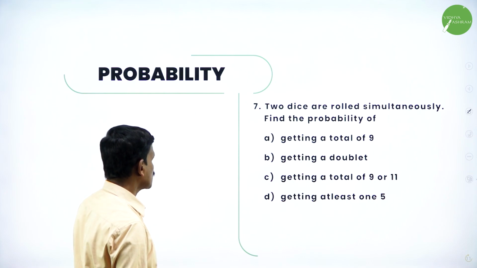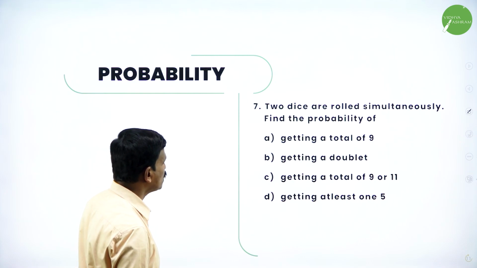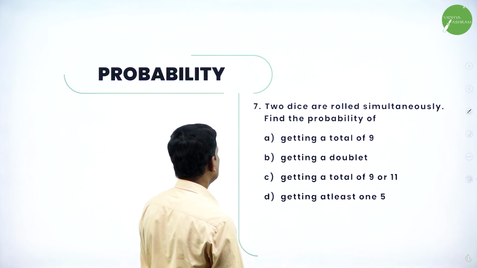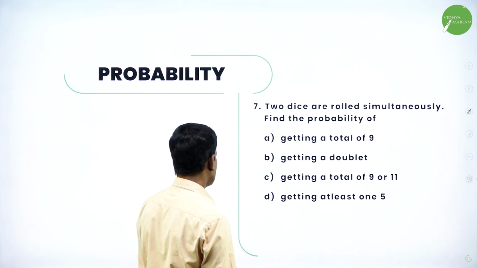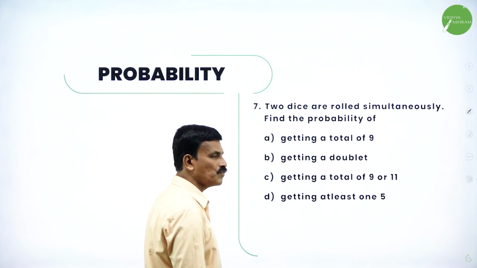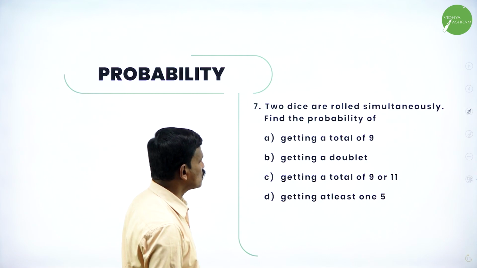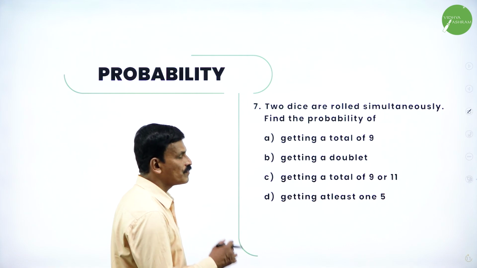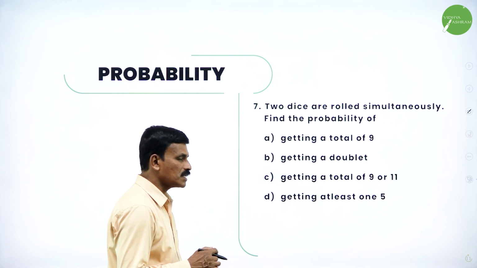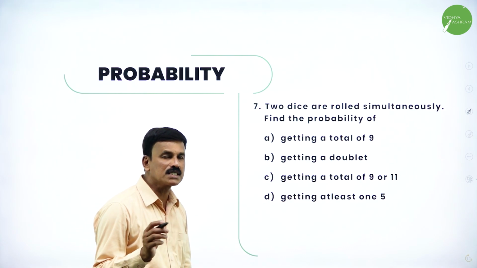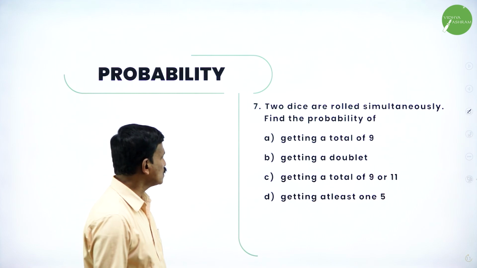Two dice are rolled simultaneously. Find the probability of getting a total of 9, getting a doublet, getting a total of 9 or 11, and getting at least one 5. These are the given conditions. If two dice are rolled simultaneously, the number of events we are going to get is 6 into 6, that is 36 events.